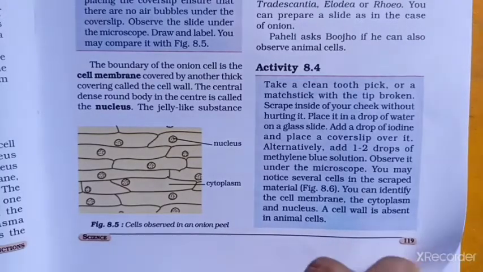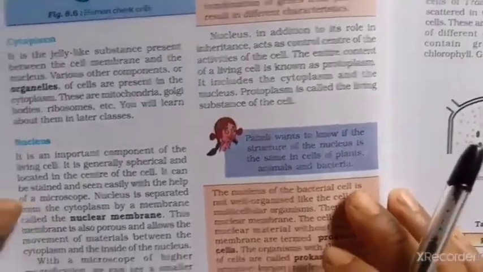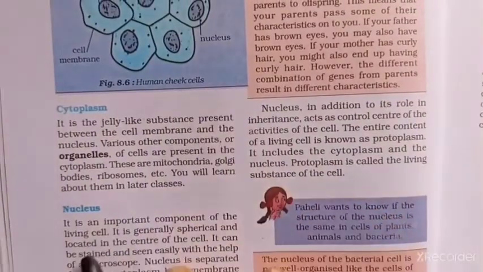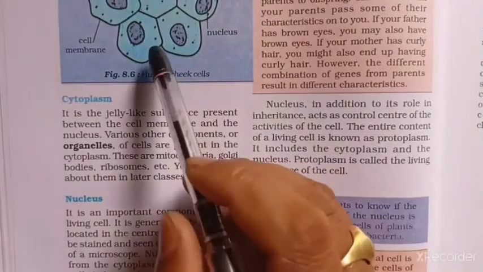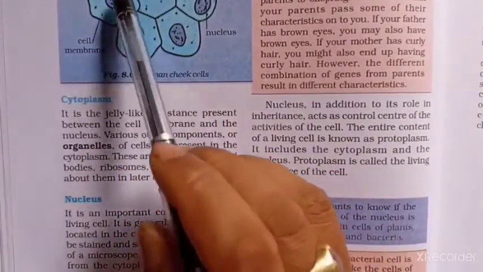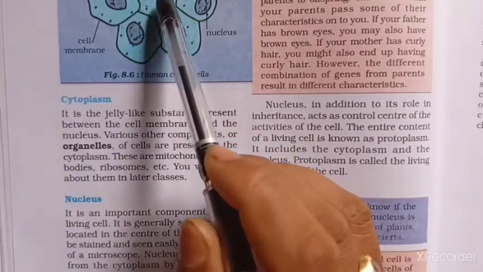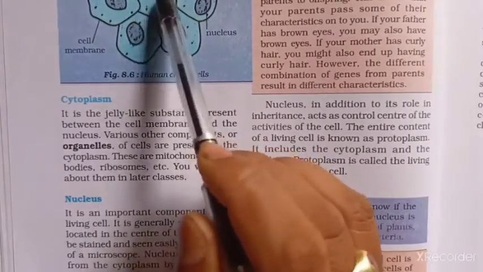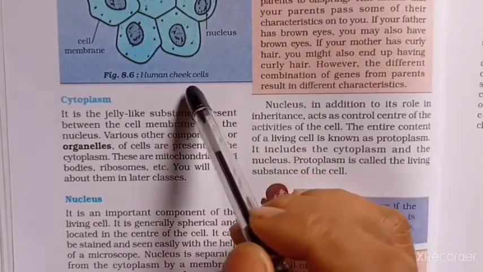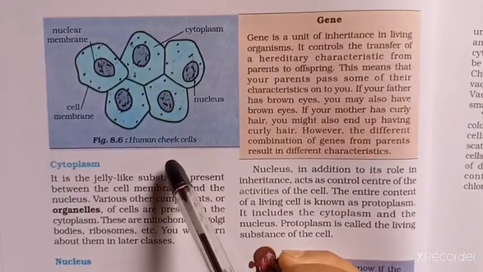Next, let's continue. Next, page number 120. Here, the human cheek cell is shown, from the above activity. Here, cell membrane is shown, nuclear membrane is here, and inside the nuclear membrane, nucleus is there. And this region, the region between nucleus and cell membrane, is called cytoplasm, and this is the nucleus. So the human cheek cells you have seen, it is an animal cell.